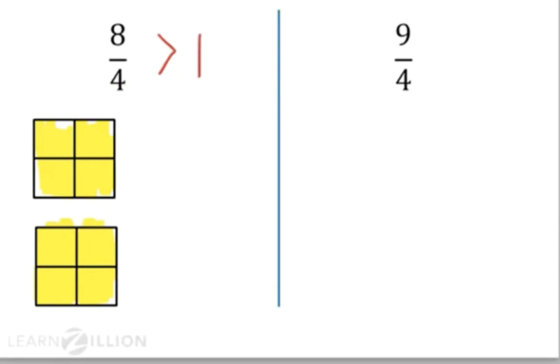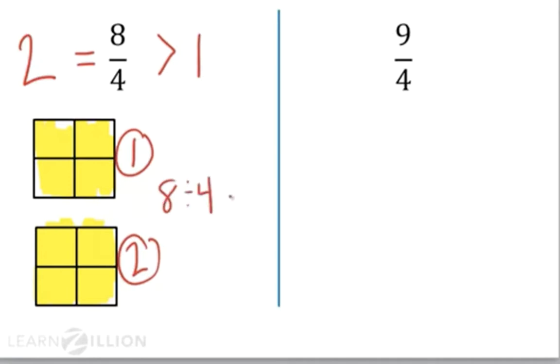And looking at it, I see that there are 1, 2 whole squares shaded in, meaning that 8/4 is equal to the mixed number 2 with no remaining fraction left over, or 8/4 is just equal to 2. My really observant mathematicians out there might have noticed that 8 divided by 4 is also equal to 2, so that I might say that 8/4 is equal to 8 divided by 4 is equal to 2.